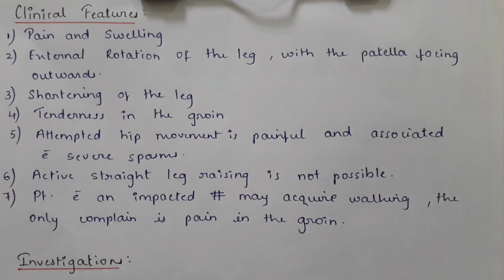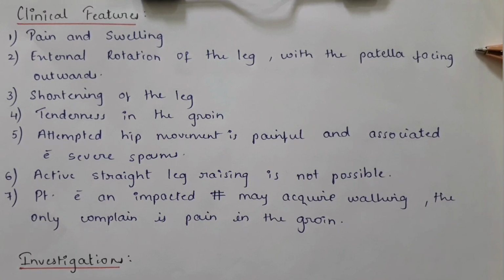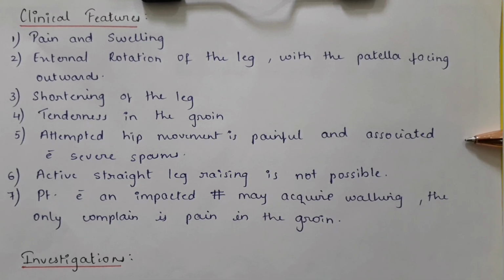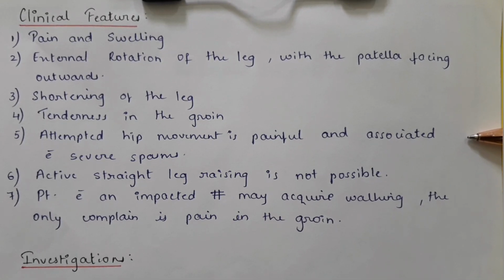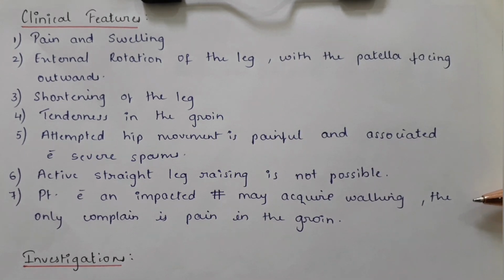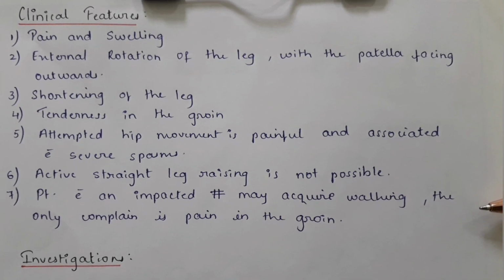Clinical features of the fracture of neck of femur: pain and swelling, external rotation of the leg with the patella facing outwards, shortening of the leg, tenderness in the groin, attempted hip movement is painful and associated with severe spasms, and active straight leg raising is not possible. A patient with an impacted fracture may be able to walk. The only complaint is pain in the groin region.